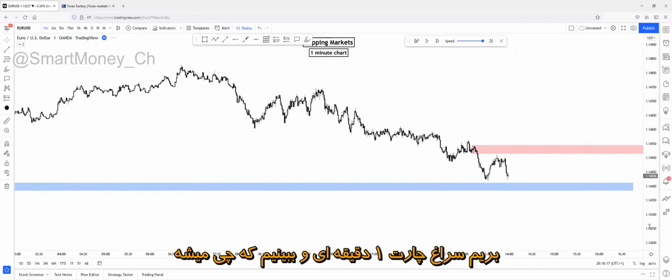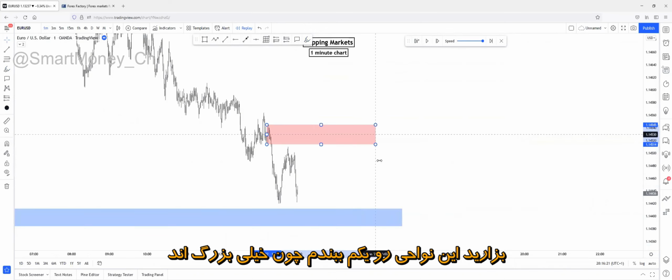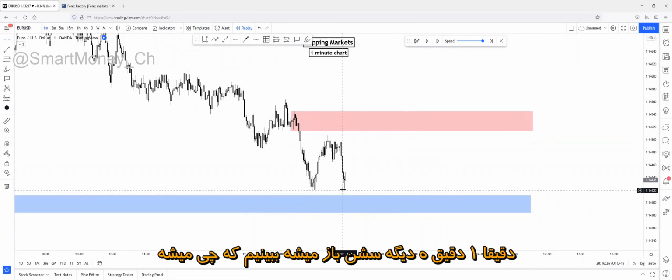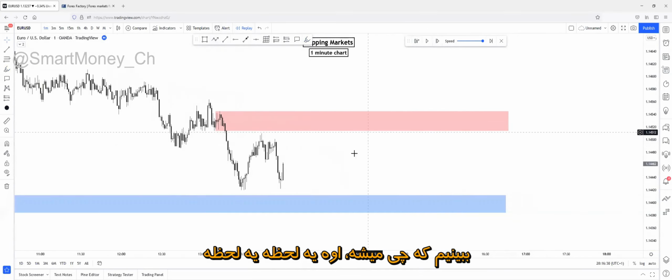Switch to the 1-minute chart. And let's see what happens. Let me just close these zones a bit because they are too far away. And session opens in exactly 1 minute. Let's see what happens. Oh, okay.